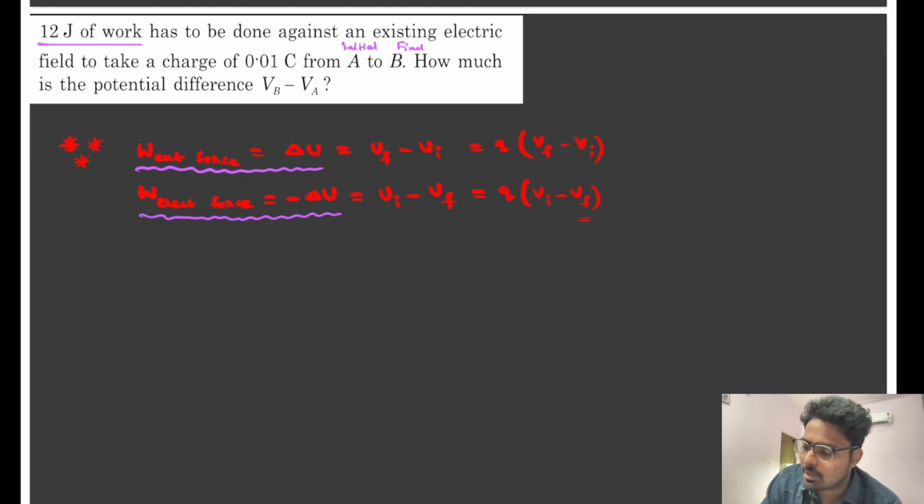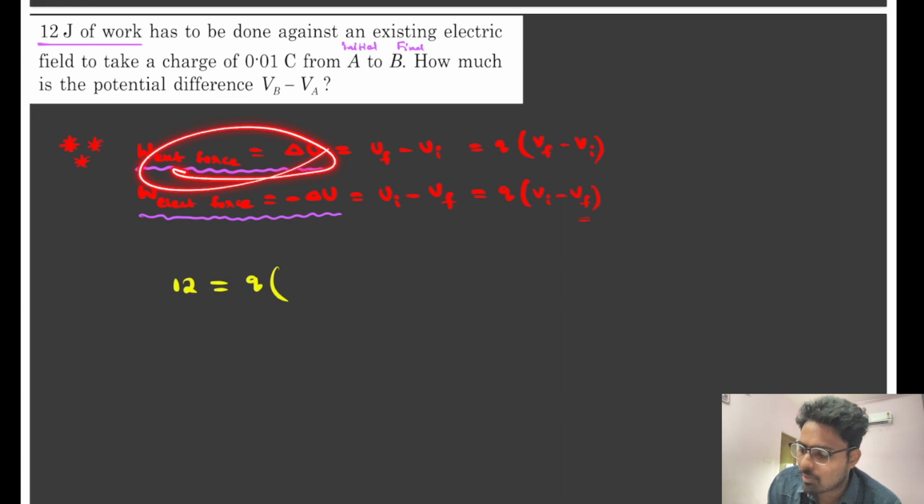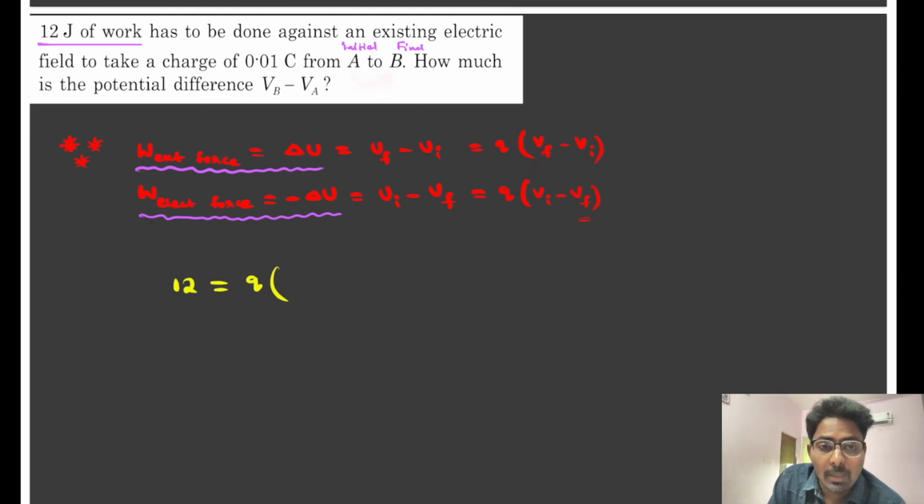It's simple, right? It's taken from where to where? A to B. They're asking how much. They have already given the work done by external force. Work done by external force is given as 12. So 12 equals Q multiplied by final potential minus initial potential. When it is taken from A to B, which will be the final potential? This is the final potential and this is the initial potential.